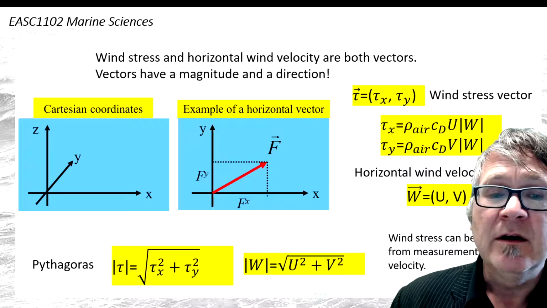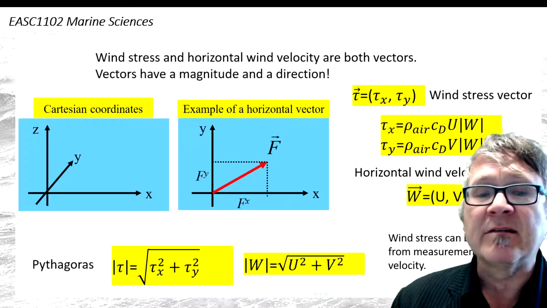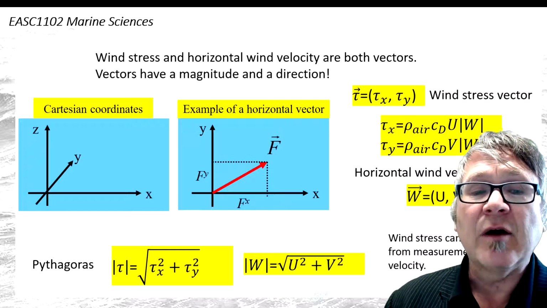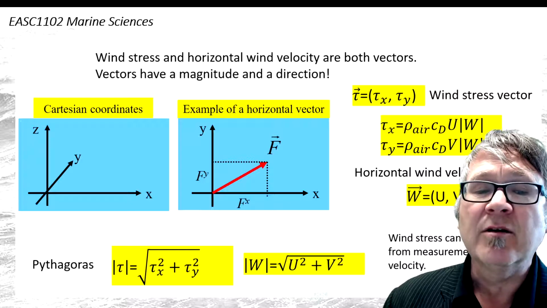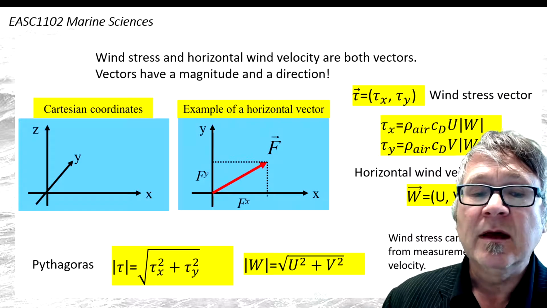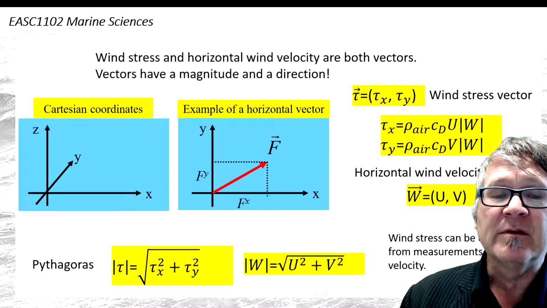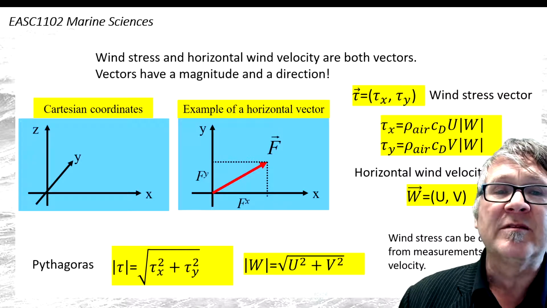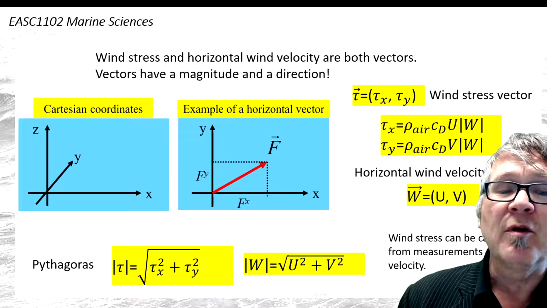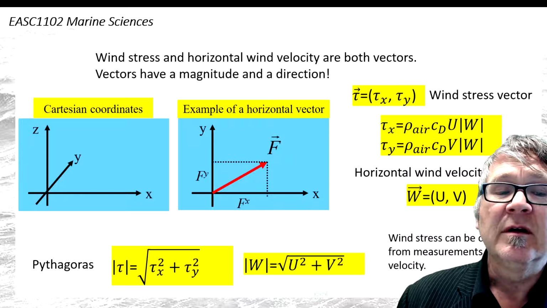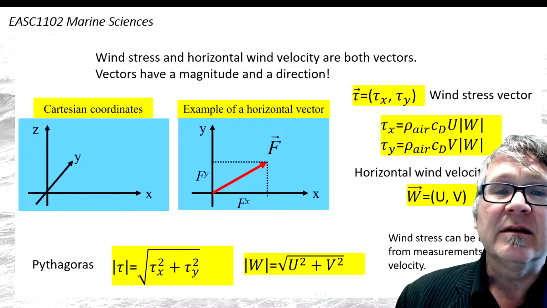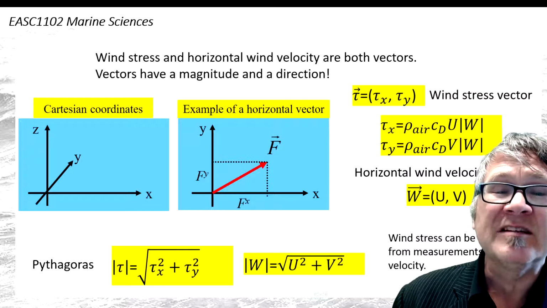Okay, for example, the wind stress vector can be expressed as tau x and tau y components, and the components can be calculated from these formulas, where u is the x component of the wind velocity, v is the y component, and W is the magnitude of it, the wind speed.